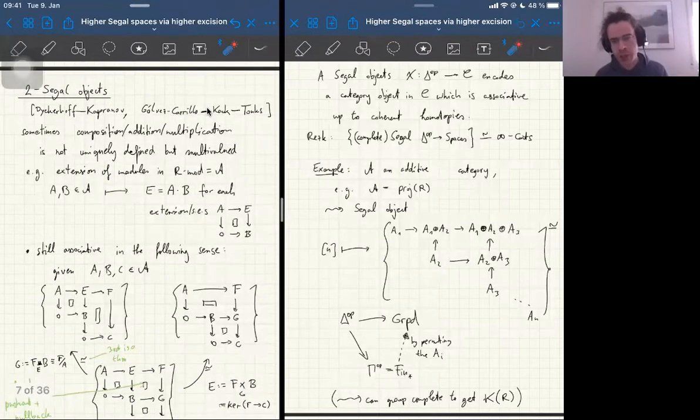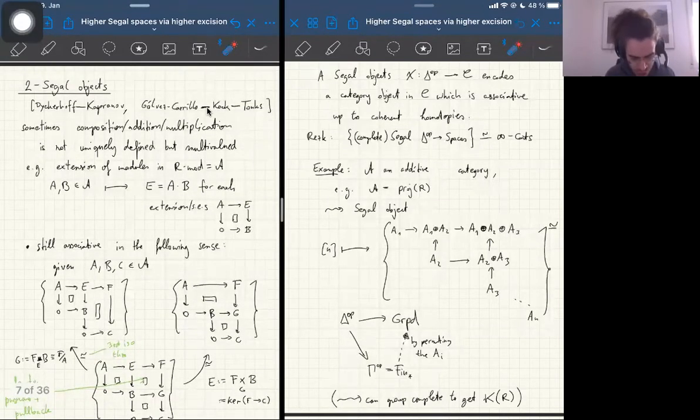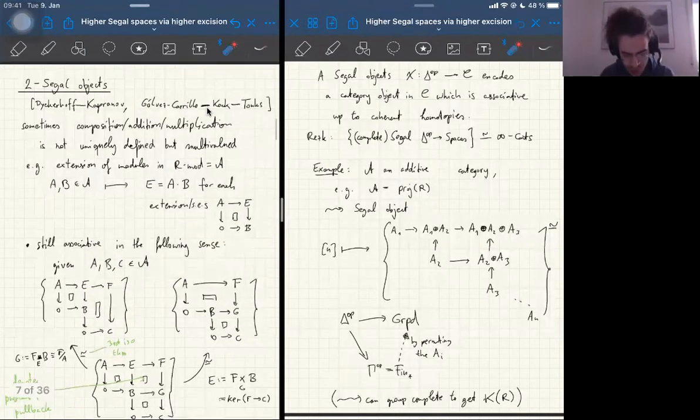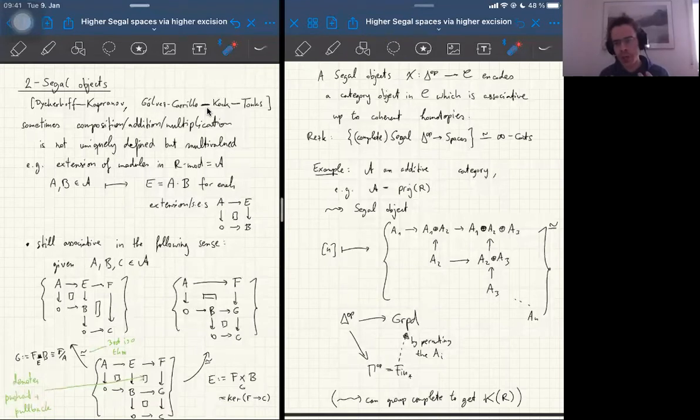Okay, so the upshot here is that these classical Segal objects, they're used to encode associative structures. For instance, this Segal object here encodes the associative direct sum operation on projective modules. And so now I'm going to start with two Segal objects, which were introduced by Dyckerhoff and Kapranov, and also independently by these three authors, Gálvez-Carrillo, Kock, and Tonks, under a slightly different name. And the idea here is that sometimes one has operations which are defined not, so if I take two inputs, I don't have a unique output, but I have a multi-valued output.